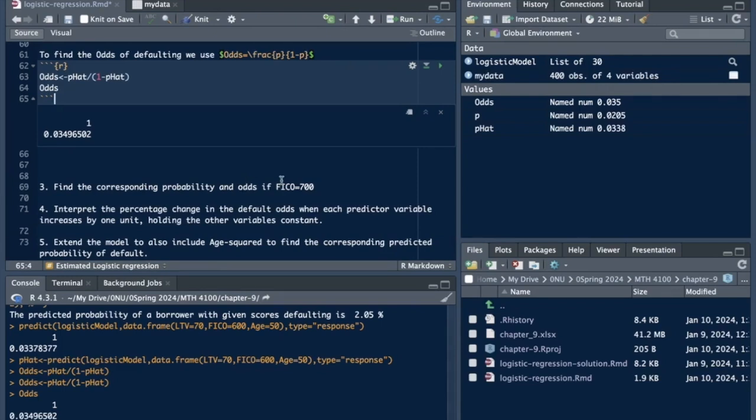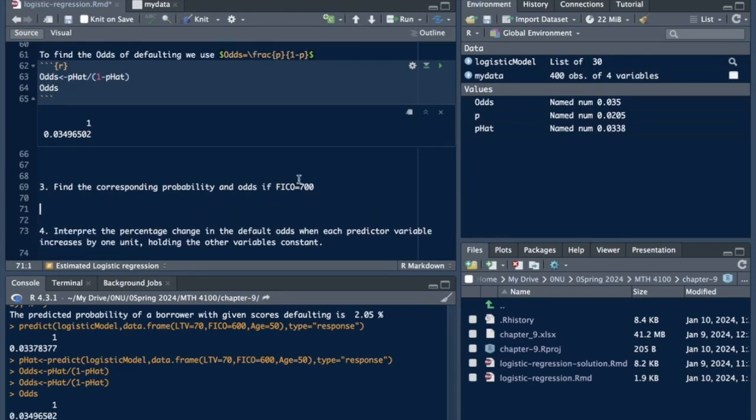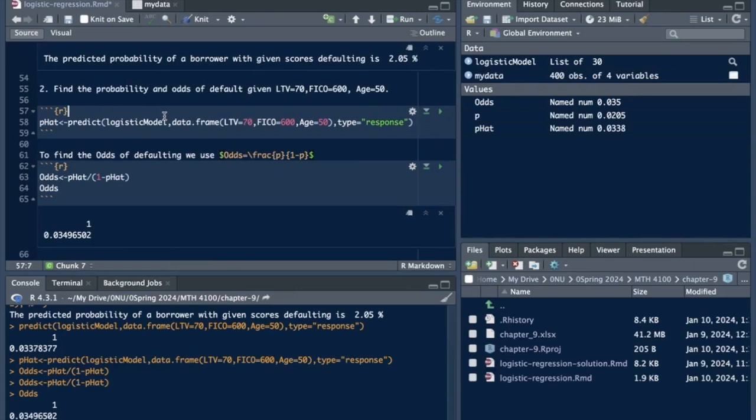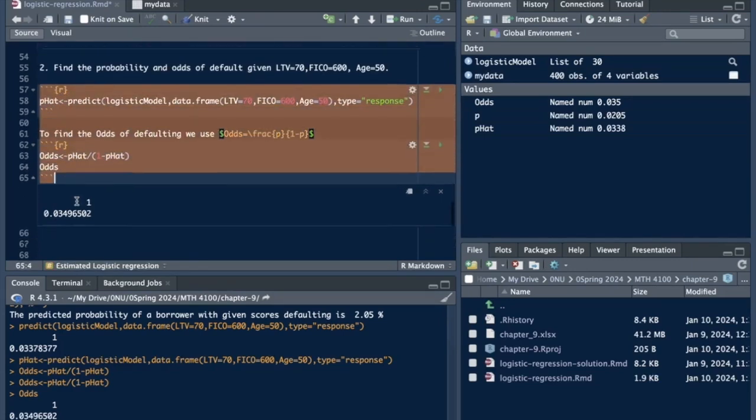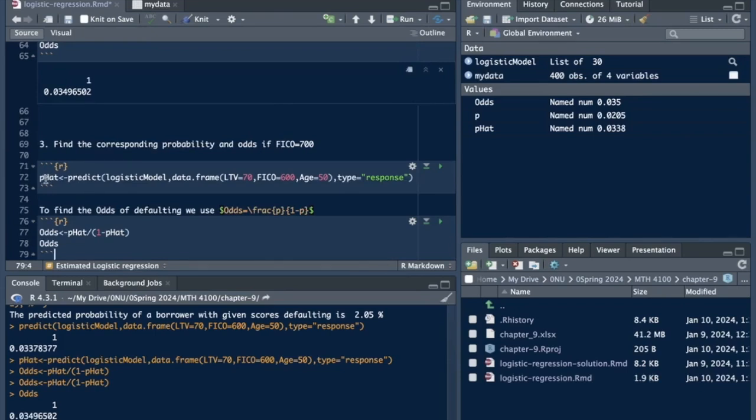Find the corresponding probability and odds if the credit score is 700. So we're going to repeat this again, but with different scores. Let me copy the whole thing. I'm going to call this another P hat, and change it, but the score is going to be 700. So let's call this P hat 0.